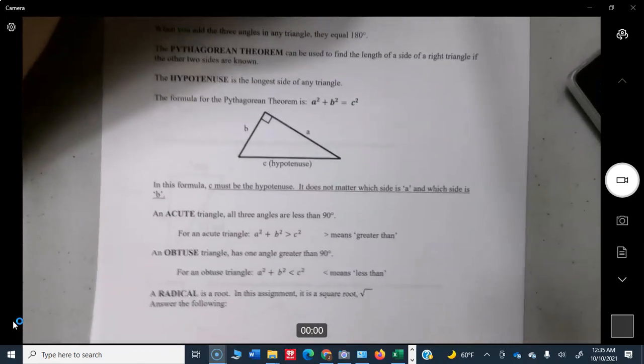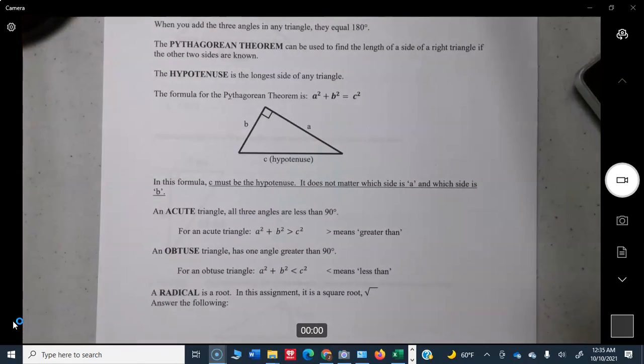Now there's a couple of special situations. An acute triangle is one where all three angles are less than 90 degrees. An example would be a 60-degree, 60-degree, 60-degree triangle. All three angles are less than 90 degrees, and they do add up to 180. For an acute triangle, if a squared plus b squared is greater than c squared, then that means it's an acute triangle.